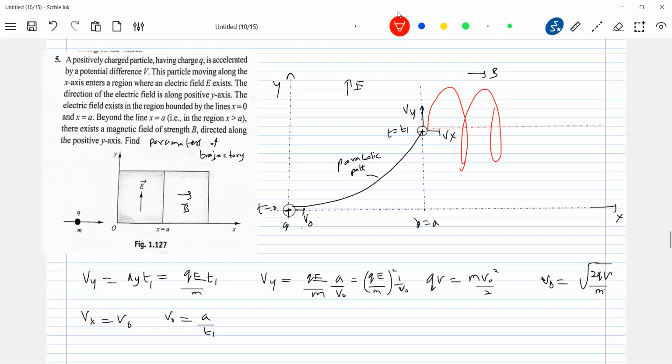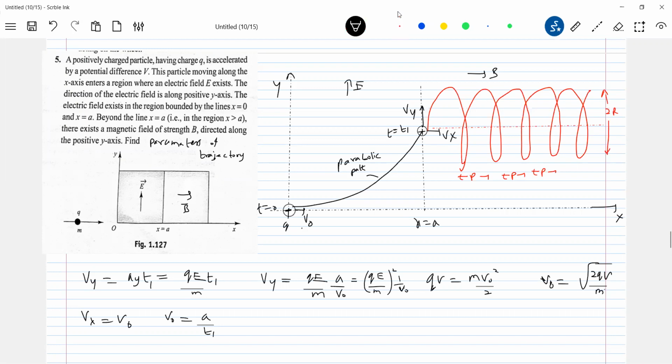What should be the radius of the helical path here, and what should be the pitch, increasing or decreasing pitch? So B bar will not do any work, no? Constant. So pitch will be constant. Radius will be constant. 2r.